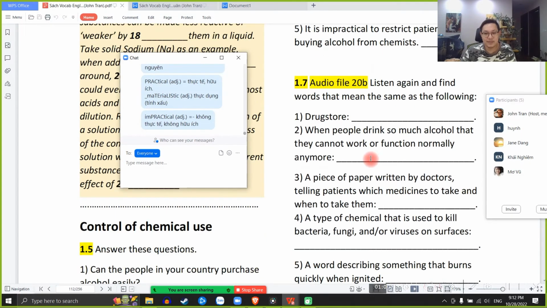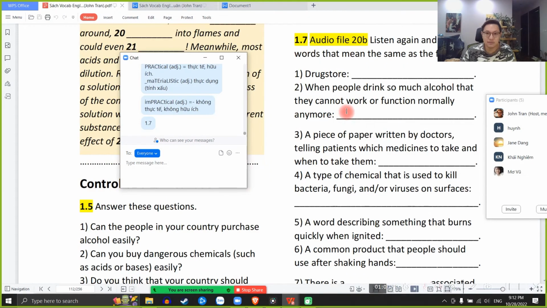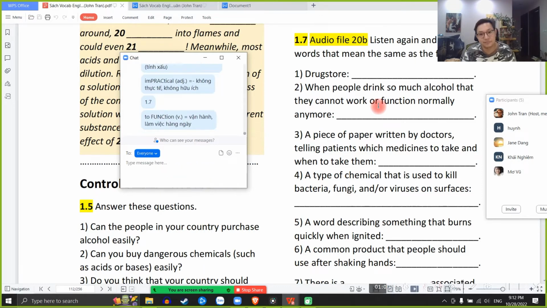All right, and then 1.7. You have to listen again and find words that mean the same as the following. Các bạn phải nghe lại, tìm những cái từ mà nó đồng nghĩa những từ sau đây. Drugstore, hiệu thuốc nè. Number 2. When people drink too much alcohol that they cannot work or function normally anymore. Khi con người ta uống quá nhiều chất cồn mà họ không thể nào làm việc hoặc là function, vận hành, làm việc hàng ngày, không thể vận hành một cách bình thường nữa.